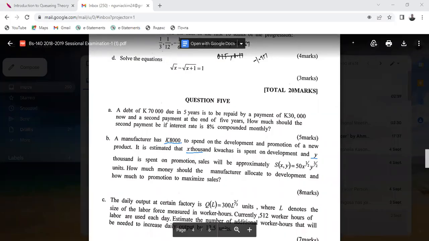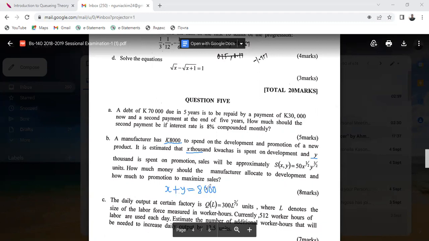Question 5B: a manufacturer has 8,000 to spend on the development and promotion of a few products. Estimated X thousand spent on development, we don't know what X is, and Y thousand spent on promotion. Plus Y to be spent on promotion. This should give us a total of 8,000, because what we have in total is 8,000, which is meant to be spent on these two. That's where X plus Y equals 8,000 is coming from.